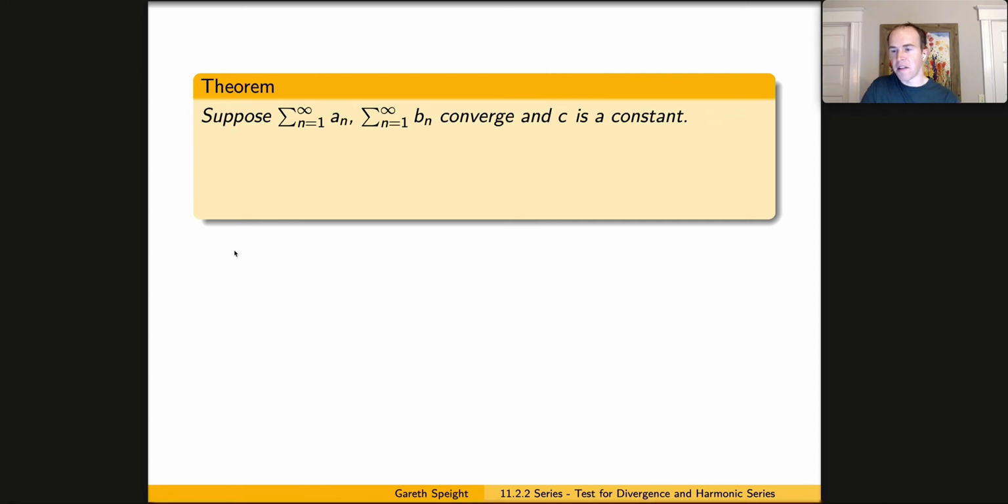Please don't be tempted to say that 1 over n goes to 0, so the series converges. 1 over n goes to 0, but the series diverges. Okay, so that's important to be aware of.